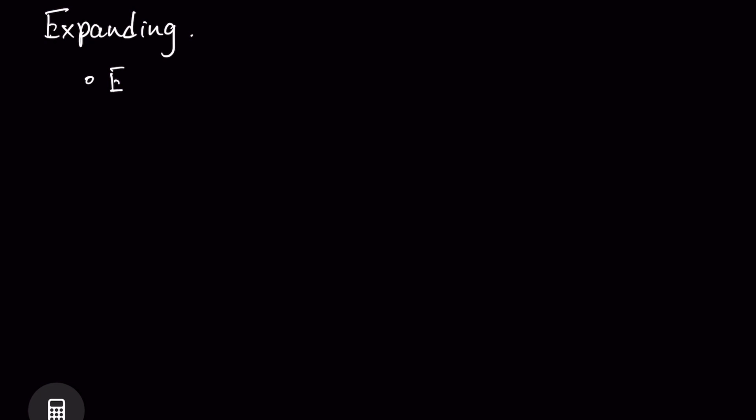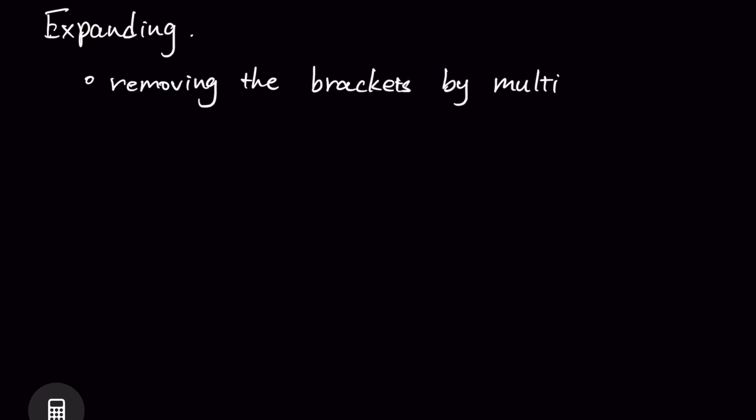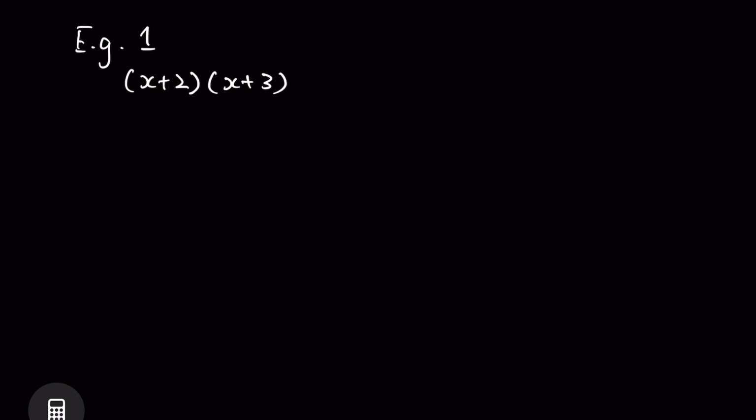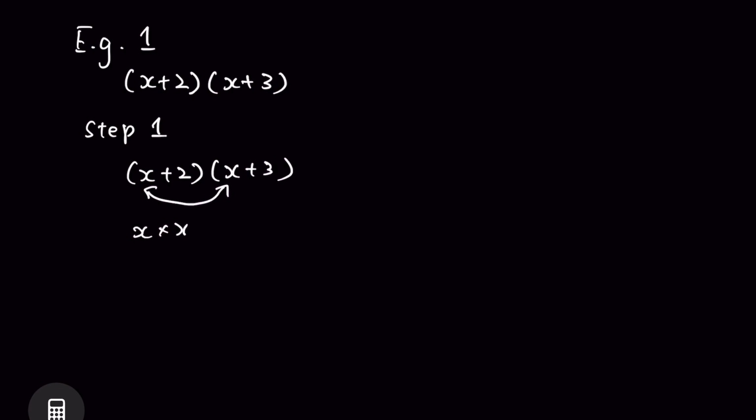So what is expanding? Expanding means multiplying everything in the first bracket by everything in the second bracket. In other words, removing the brackets by multiplying. So let's see the first example. Bracket x plus 2, bracket x plus 3. So let's expand. Firstly, we need to multiply x and x. So we get x squared.